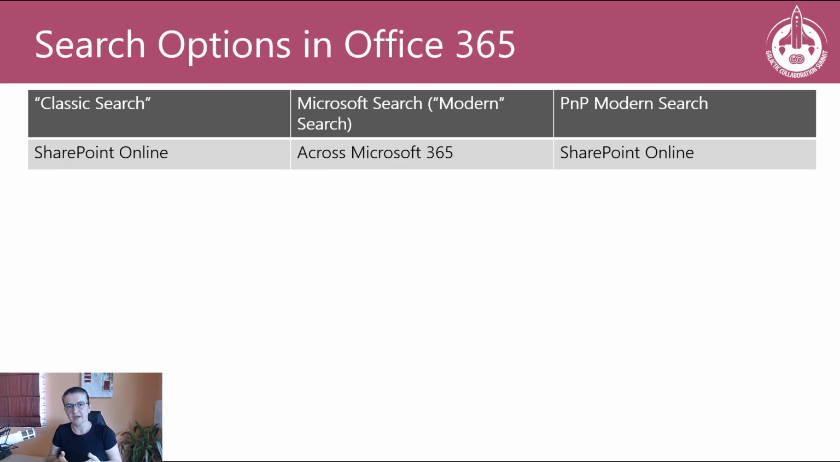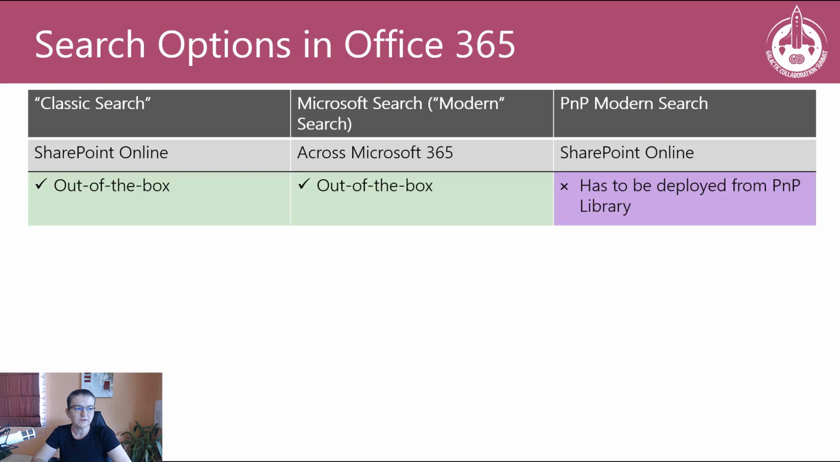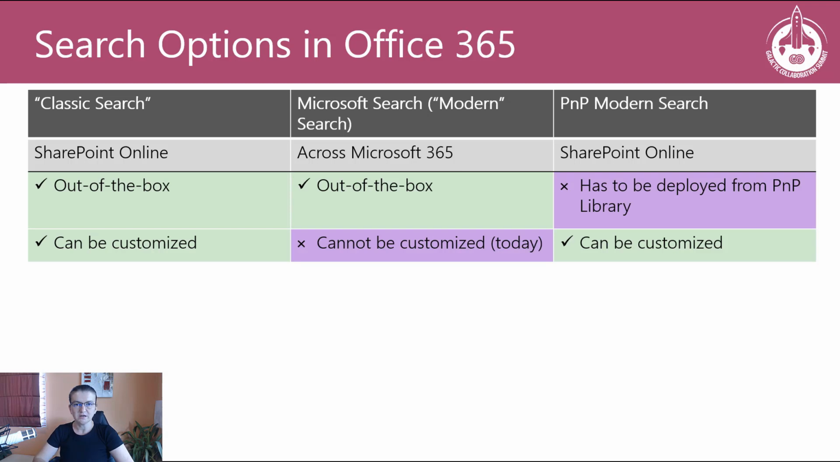So the PnP Modern Search library is basically a collection of search web parts. Next, it's important to know that the Classic Search and Microsoft Search are out of the box. You don't have to do anything. They are there. You can use them. However, the PnP Modern Search library has to be deployed from the PnP library to your tenant. So you have to do this exercise manually first, and then you will be able to use the PnP web parts only afterwards. The Classic Search can be customized, and also the PnP Modern Search web parts can be customized. So those are the two options if you need custom search pages or custom search applications in SharePoint Online.